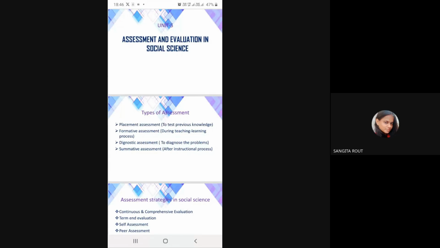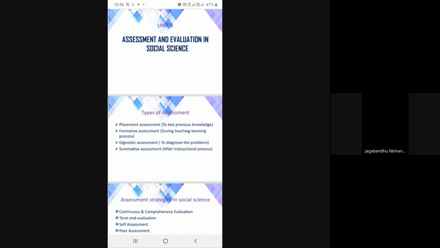Continuous comprehensive evaluation is a total evaluation. Continuous comprehensive evaluation, we focus on the two types of assessment. One is formative assessment, one is summative assessment. Under this comes the comprehensive evaluation process, CC.